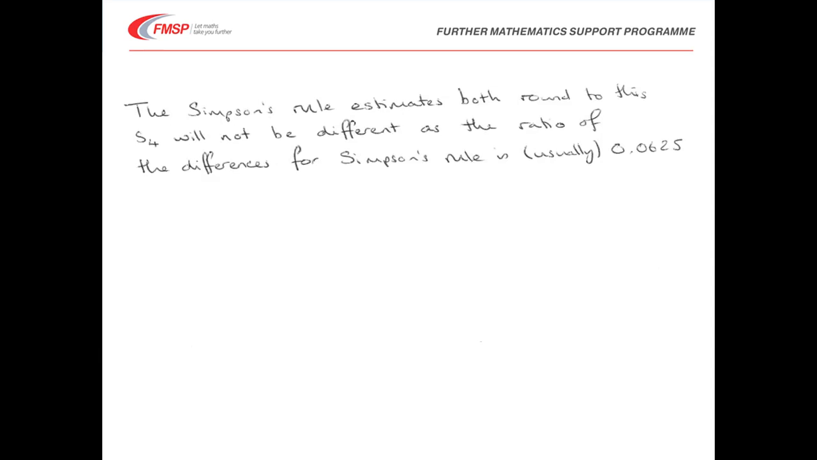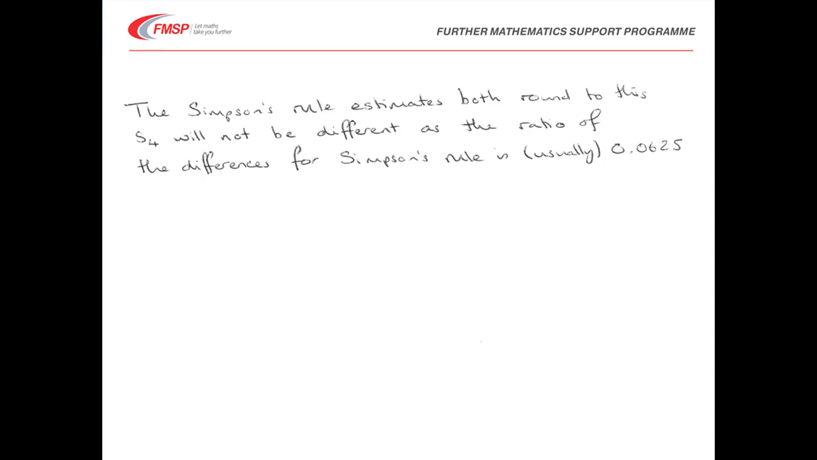And the thing is, the next estimate, if you went on and calculated S4, and this is probably going a little bit too far for the marks that they award for it, but if you go on to calculate S4, the ratio of the differences for Simpson's rule, for a well-behaved function, is 0.0625.